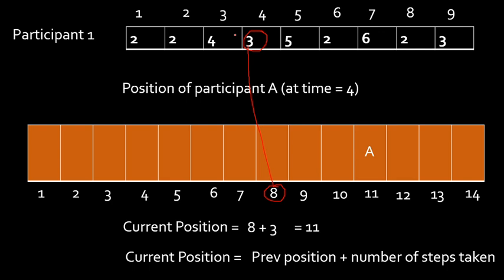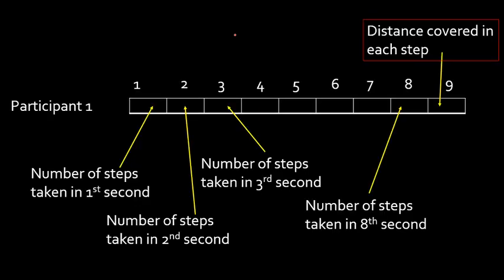Okay. Now we spoke about the last cell in the array. What does the last cell indicate? The last cell indicates distance covered in each step. Do you all remember this? We already discussed it. In the input format they told you the last cell indicates distance covered in each step.